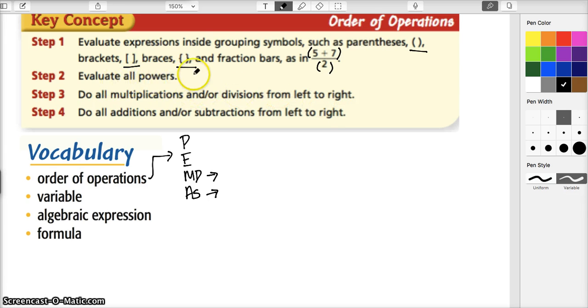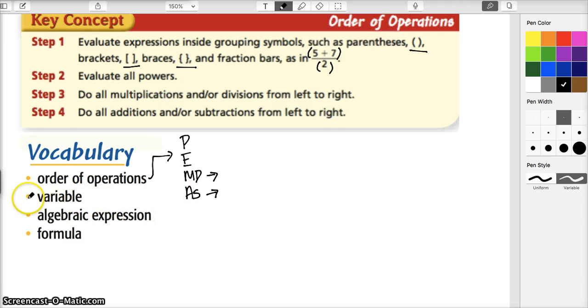So evaluate all powers. We know that that deals with exponents. Do multiplication and or division from left to right. It is so important not to think that multiplication is more powerful or it should be done first before division. So that's something we need to keep in mind as we do our problems. And addition and subtraction are also equivalent, and you'll do those from left to right.